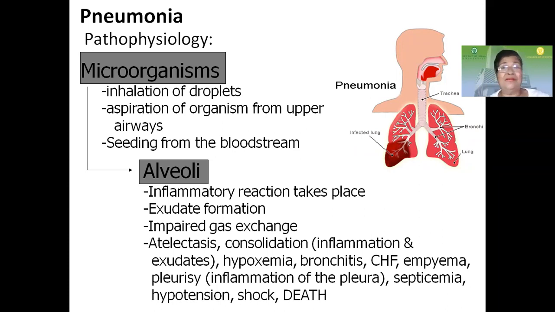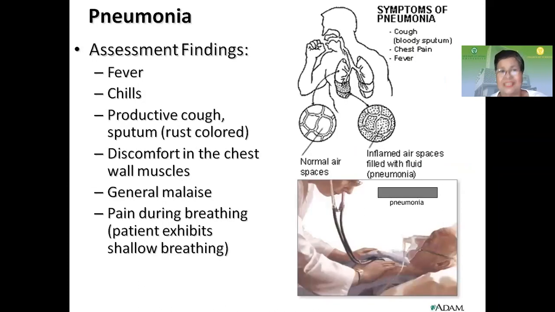Okay? So initially, the infection is localized and then it invaded the bloodstream. Kaya nagkaroon ng sepsis. Kaya these are the assessment findings. No? So syempre infection, may fever, chills, may productive cough, no? So sometimes rust-colored. So dahil namamaga dito sa lungs, so there will be discomfort in the chest wall muscle, lalo na pag when the patient does deep breathing. Kaya in order to avoid pain during breathing, the client exhibits shallow breathing. And then there's general malaise. Okay? So these are the symptoms of pneumonia.